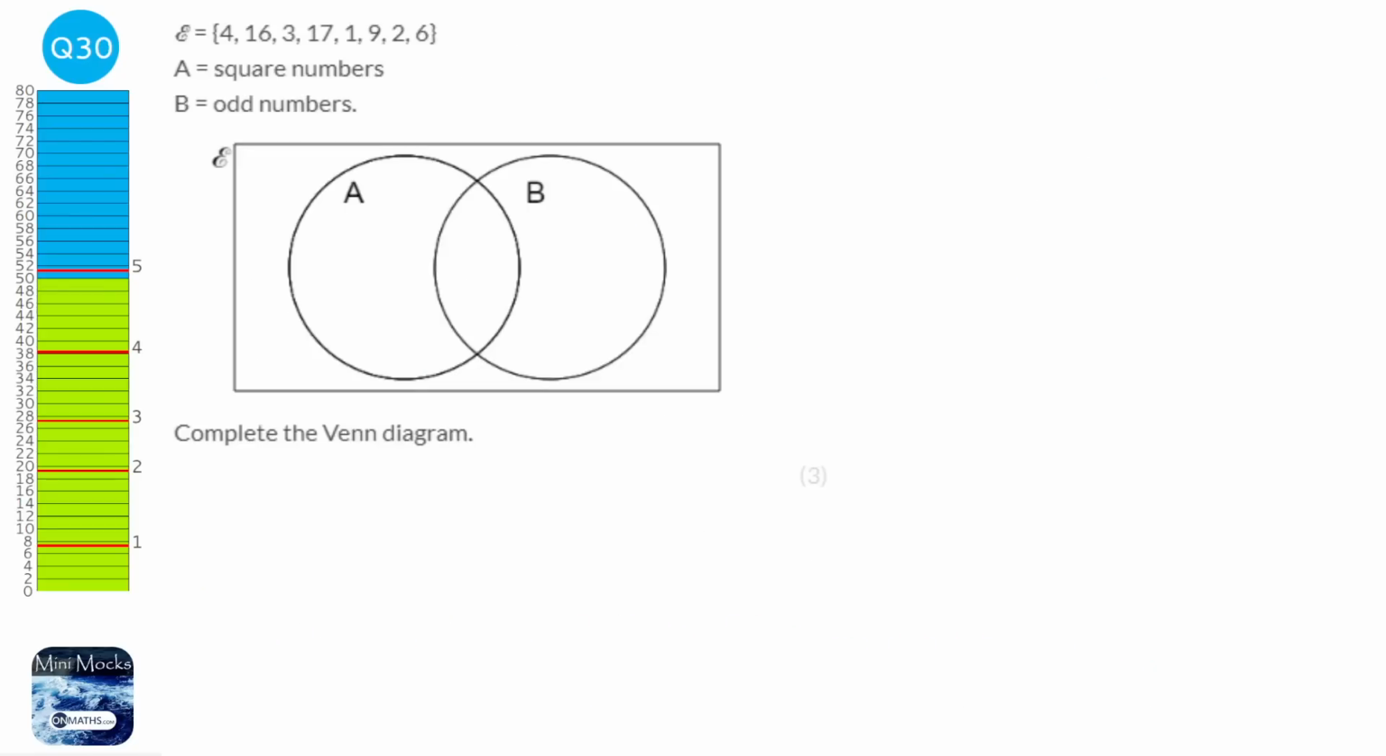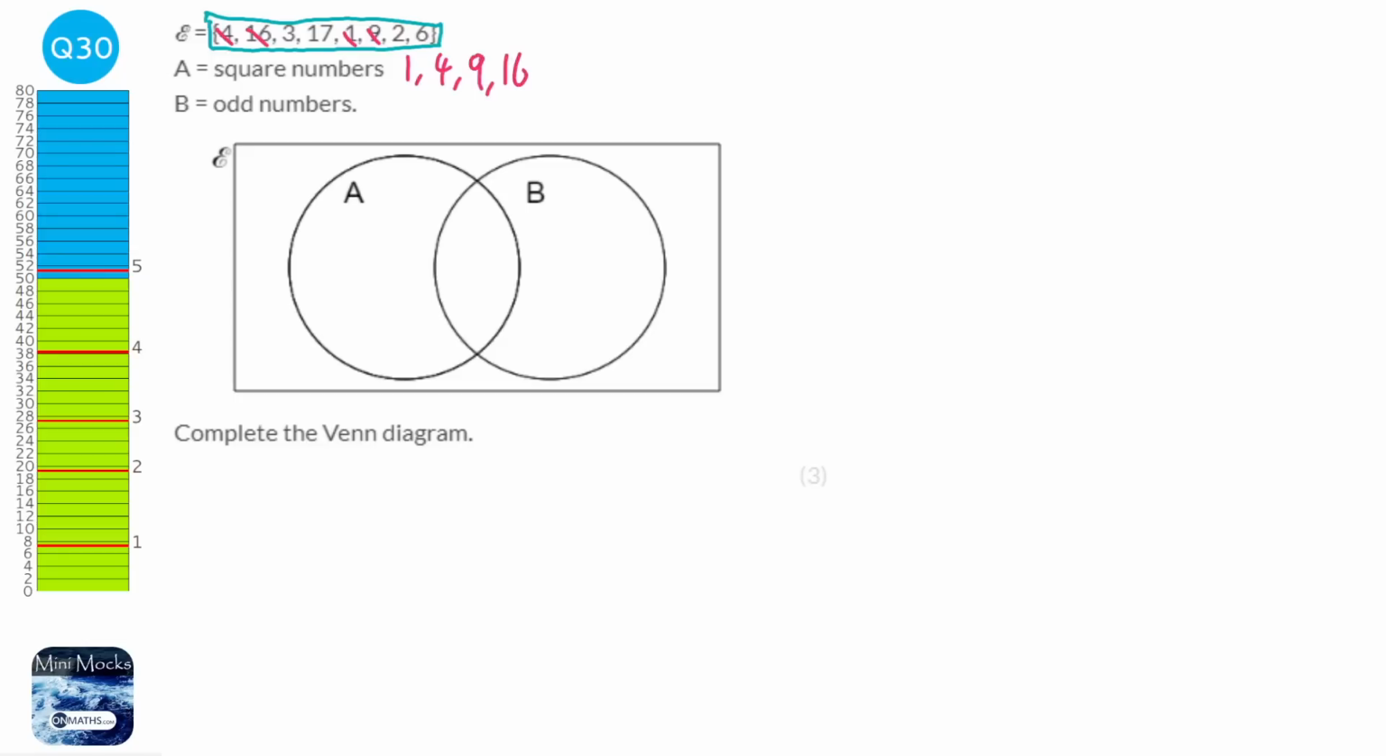We have our everything list here. Now these are all the numbers that go into our Venn diagram. And in A is all the square numbers. So we're going to have a look and see which square numbers we've got. Well, we've got 1 and we've got 4. And we've got 9 and we've got 16 are all square numbers. So in here is 1, 4, 9 and 16.